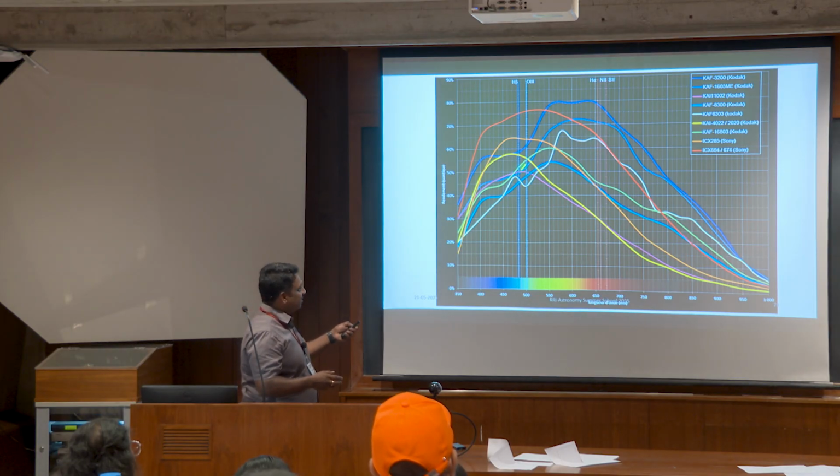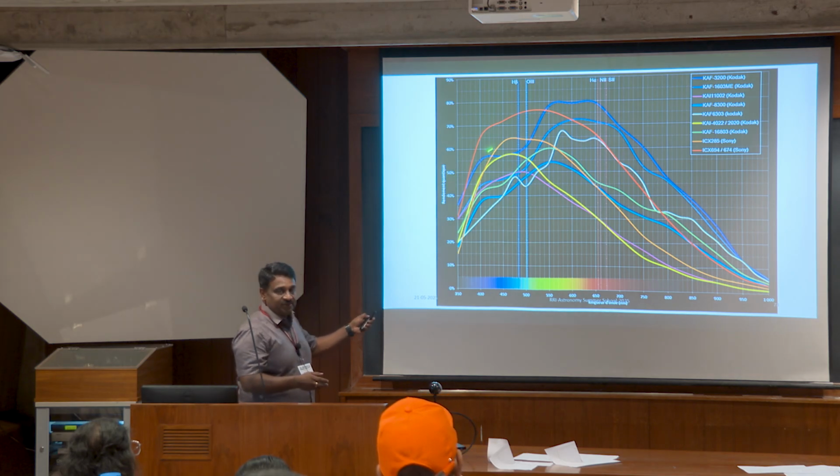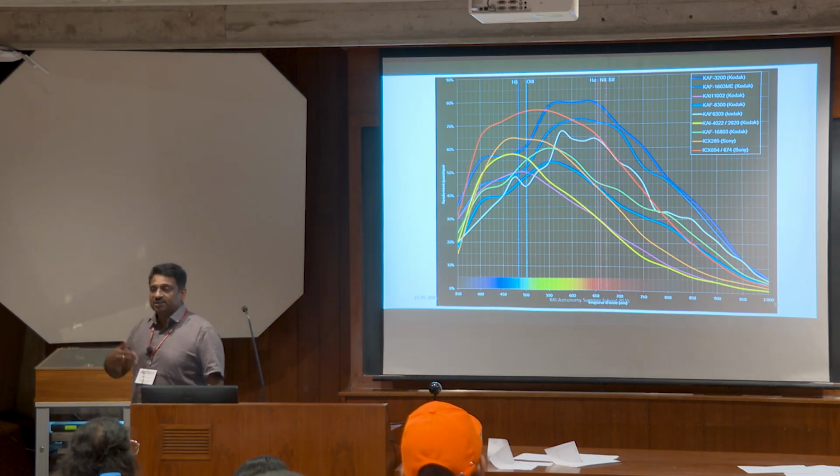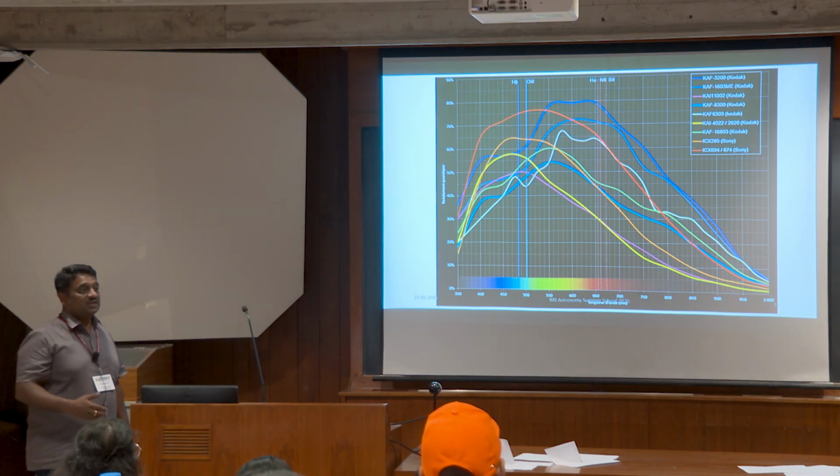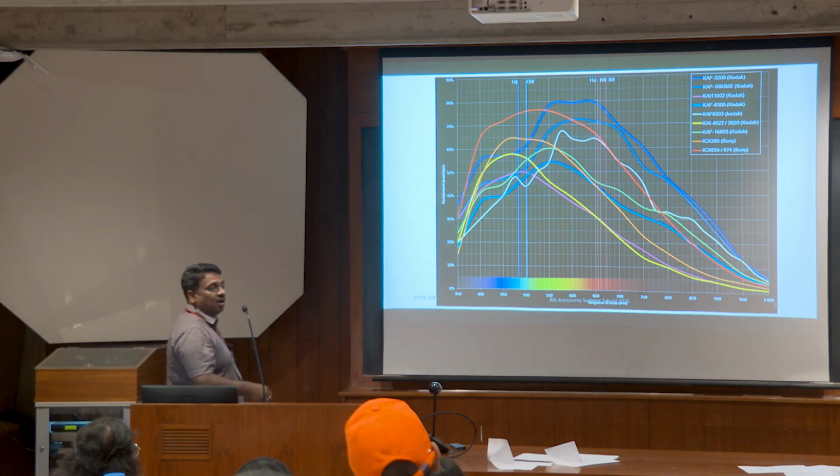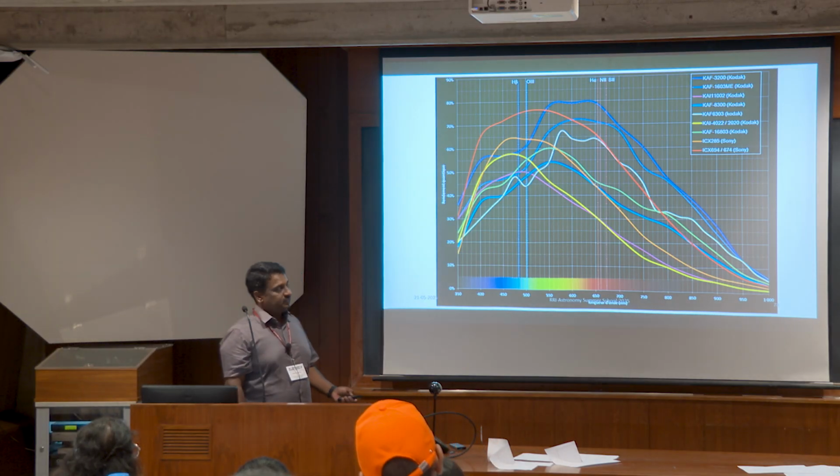Suppose you are interested in this range, right? Then you will be going for this red, right? So quantum efficiency is basically: you put in 100 photons, how many photons are you detecting, right?